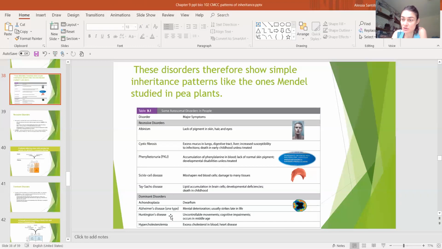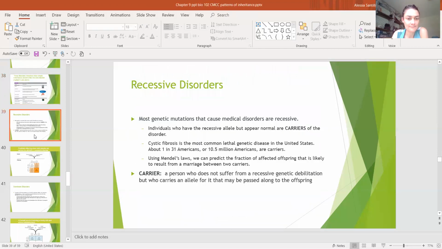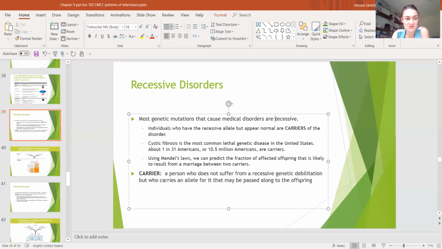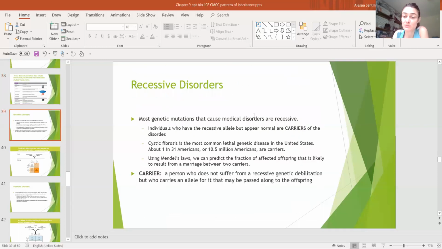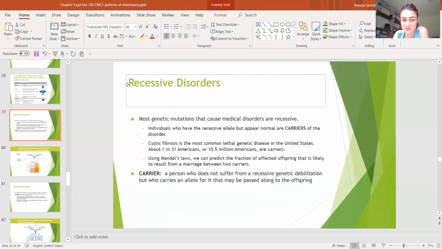With dominant disorders, you have at least one dominant allele. It's actually interesting: with something like dwarfism, you only need one dominant allele. So if you do not have dwarfism, that means you have two recessive alleles. Again, dominant isn't necessarily always better. Most genetic mutations that cause medical disorders are recessive, as you see here in the table. These are all the recessive ones, and there are so many more. Here there are only about 4 dominant disorders, where you have to have a dominant allele. Most of them are recessive, meaning you have to have 2 recessive alleles.